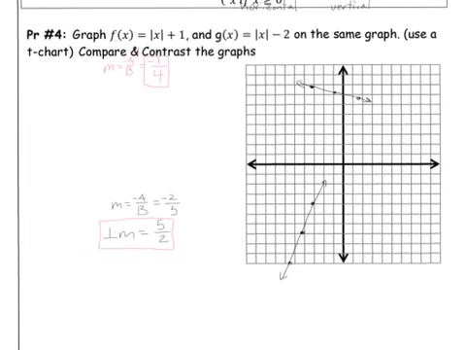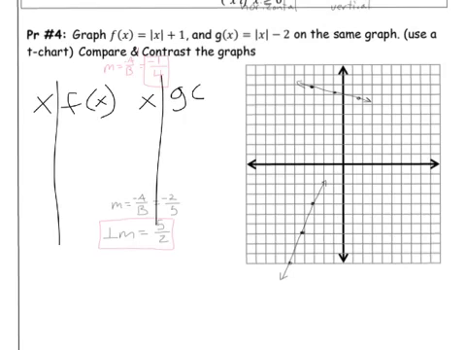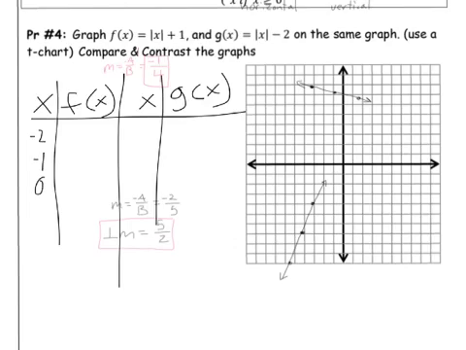I want you to make t-charts for both of these. So x, f of x and x, g of x. Let's plug in some numbers. Let's just use the same ones again. And find out what you get for f of x, what you get for g of x. Plot those points and see what it looks like. See what happens when you add 1 to it and when you subtract negative 2 to it. Go ahead and pause the video because I'll put the answers up in just a second.